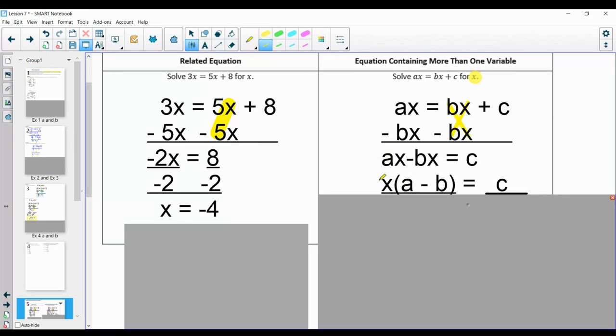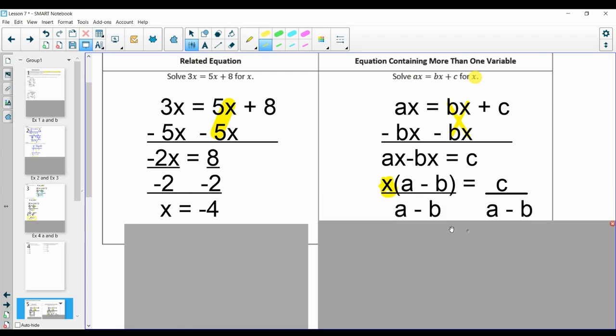The reason we factored the x out is because I wanted to get the x by itself. And now I have the x by itself. So how do I get rid of multiplying by a minus b? Because remember, I need the x all by itself on this side of the equation. Well, the opposite of multiplying by anything is dividing. So I'm going to divide both sides by a minus b.